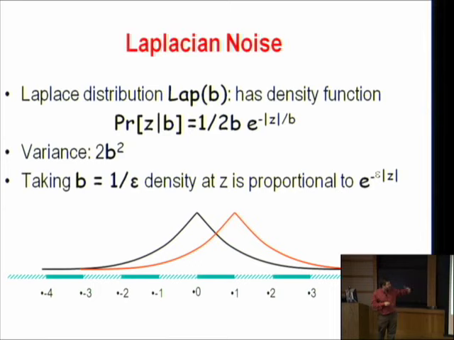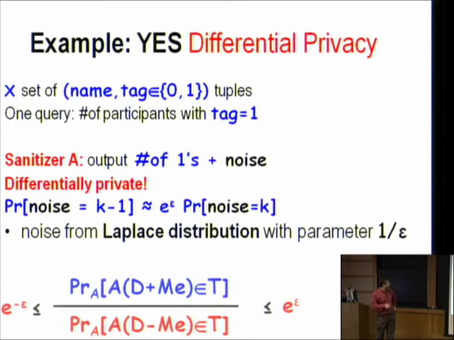So if the noise we add here is Laplacian noise, then whether I'm in the database or not, the sensitivity of this function is 1. So the Laplacian noise exactly satisfies what we want. Given an actual value, say there are 5 ones, whether I'm in the database or not, of course, if my tag is 0, it has no effect. But if my tag is 1, the only difference could be at most 1. And we said that the influence is e to the epsilon, as we need here.